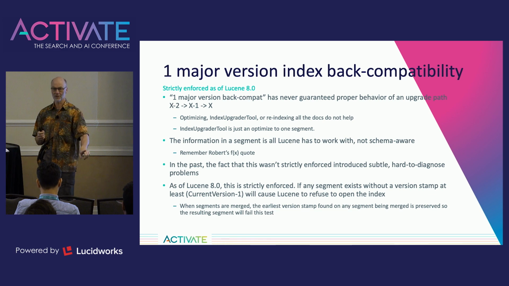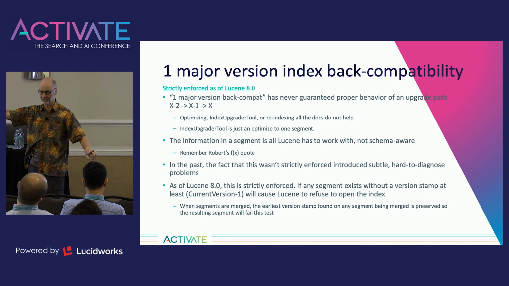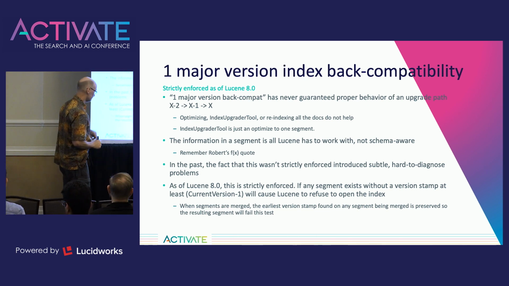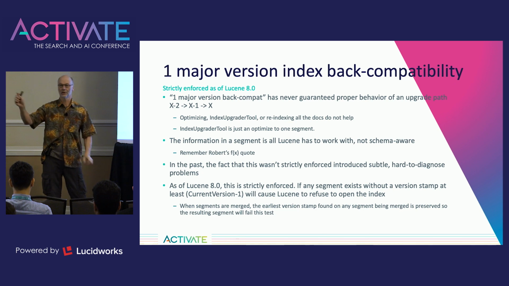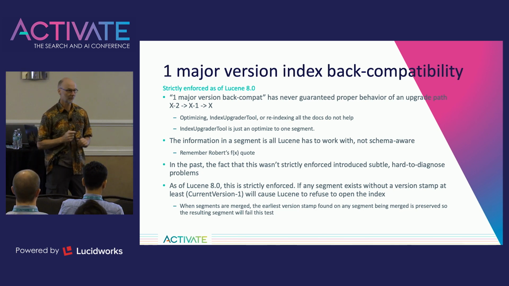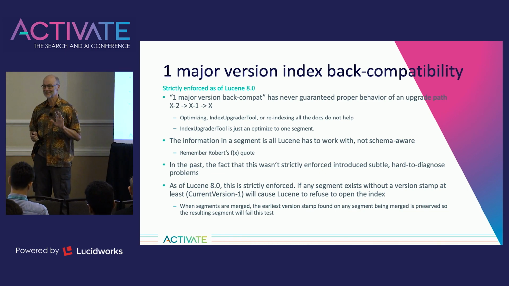If my index has ever been touched with Lucene 6, some of my segments eventually will have this Lucene 6 marker. As of Lucene 8.0, if any segment has that marker, boom, no open, you're done. It will not work. Make sense?